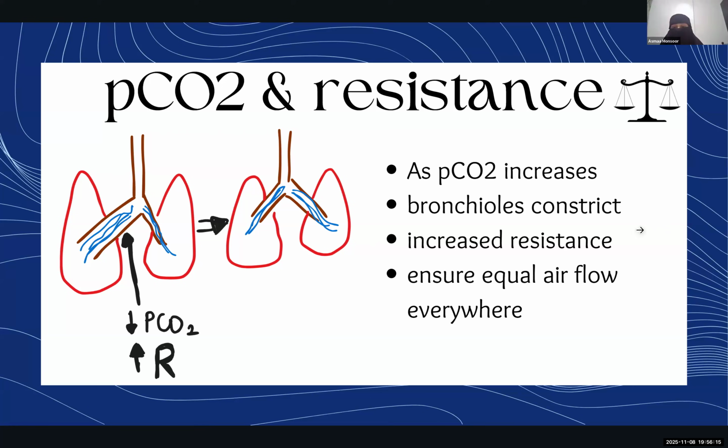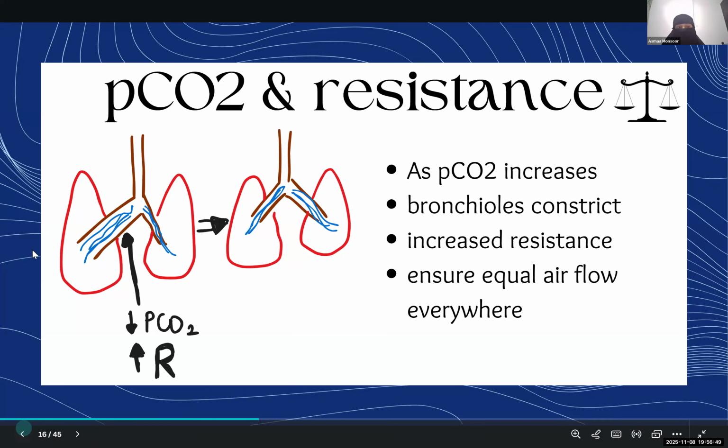Because you have less carbon dioxide. This means that there's more air flowing over here. But you want to make sure that air is flowing equally everywhere. So I do not want such a big bronchi over here. I want to bronchoconstrict, or increase the resistance for air over here, so that more air goes everywhere else. So when the partial pressure of carbon dioxide decreases, the resistance will increase. Wait, let me just go here. This is supposed to be decreases, guys.